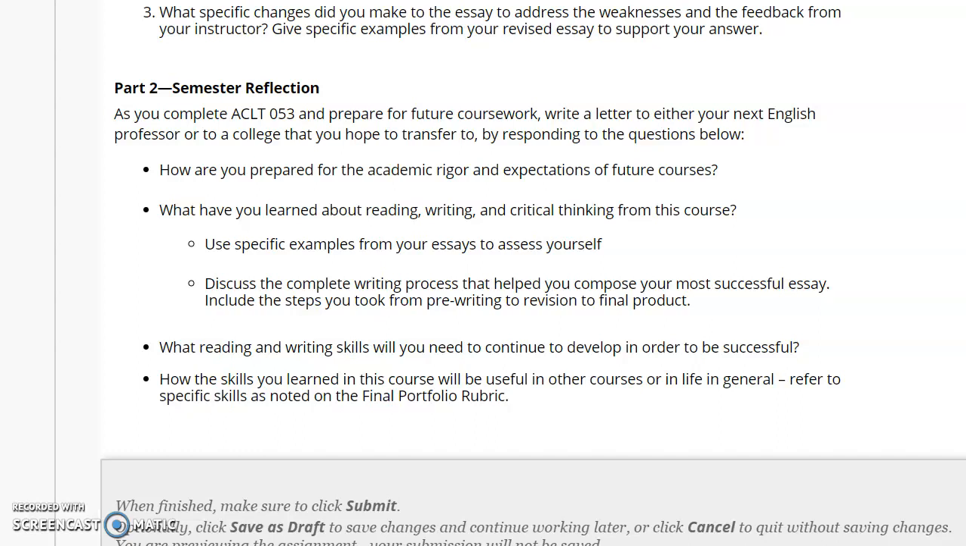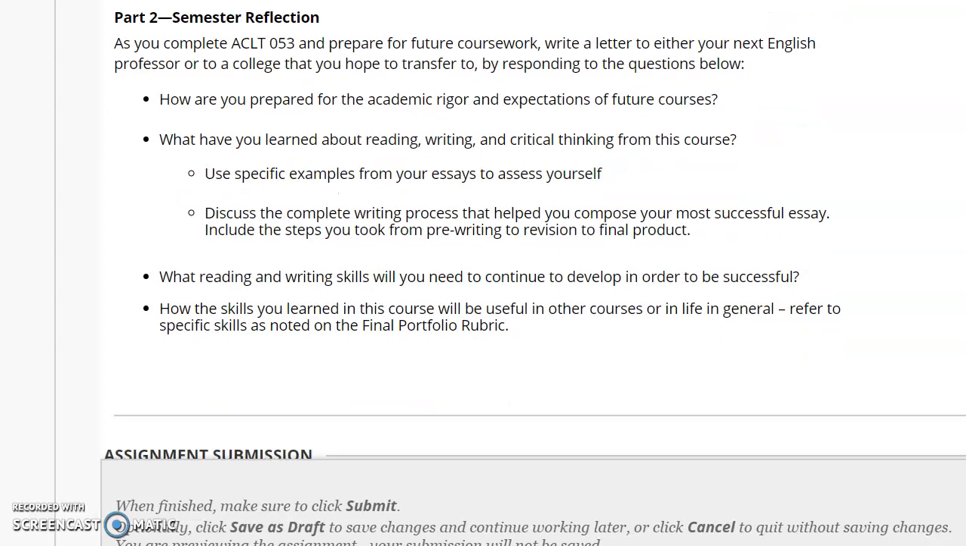What reading and writing skills will you need to continue to develop in order to be successful? And how will the skills you learned in this course be useful in other courses and also in real life? Refer to those specific skills.